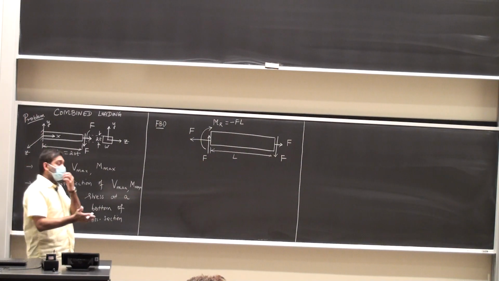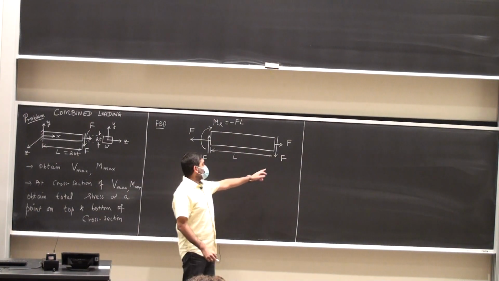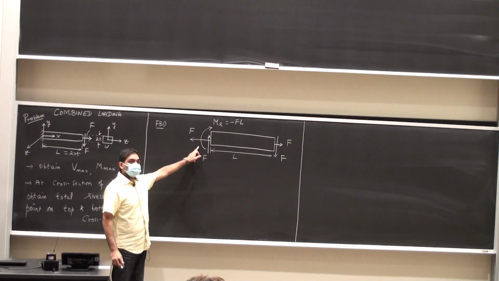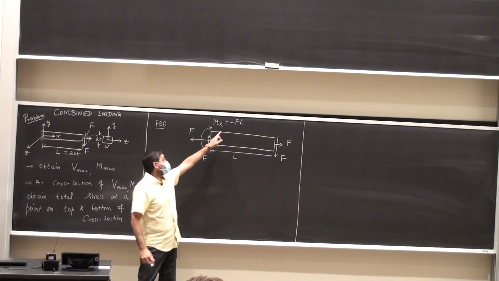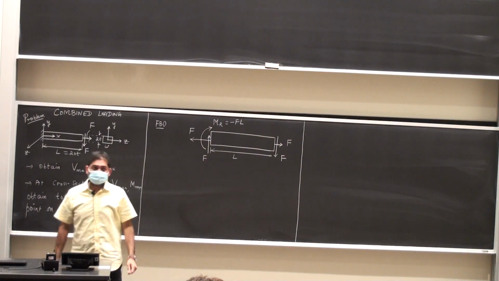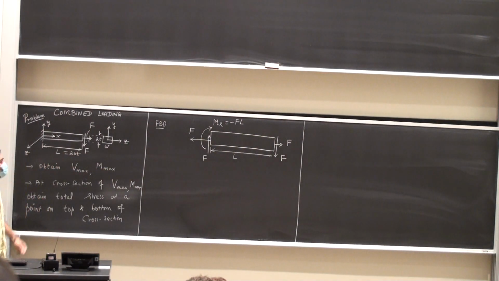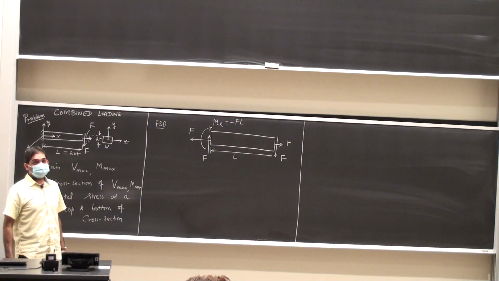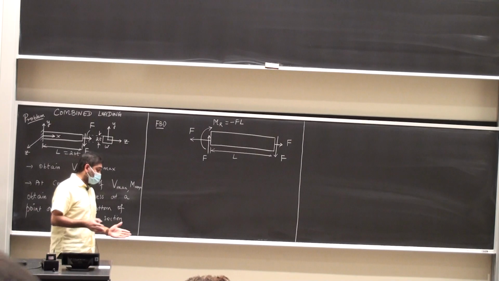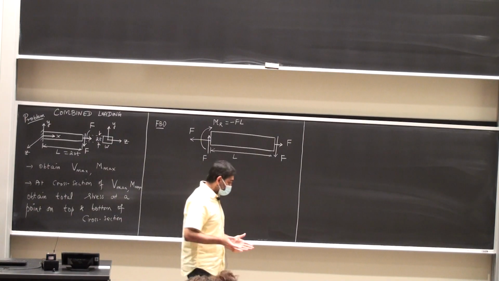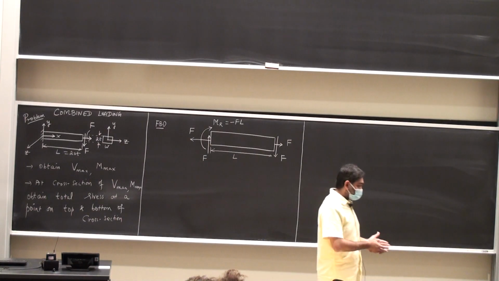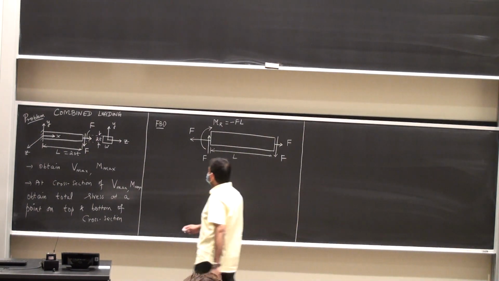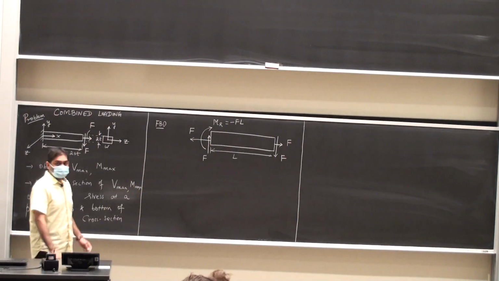As I'm summing moments, the moment caused by this is clockwise. So this has to be counterclockwise. But I've drawn it to be clockwise, so the answer is going to be minus F times L. Okay? Shear force and bending moment diagrams. Because those are the diagrams that tell us, okay, where is the largest shear force located, where is the largest bending moment located. So I'm going to draw them next. And I want to see if there are any questions so far.